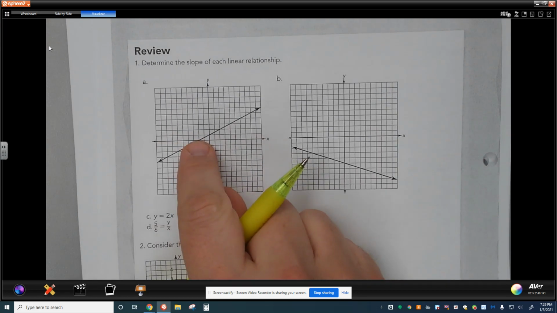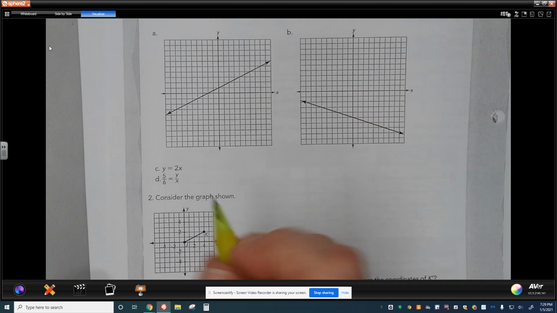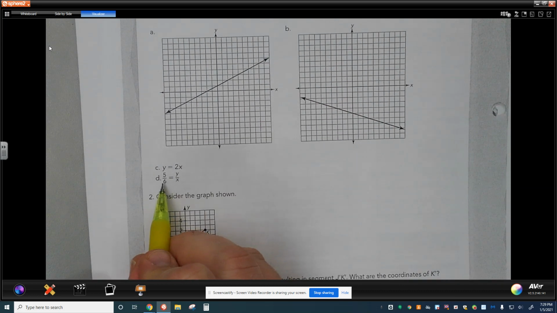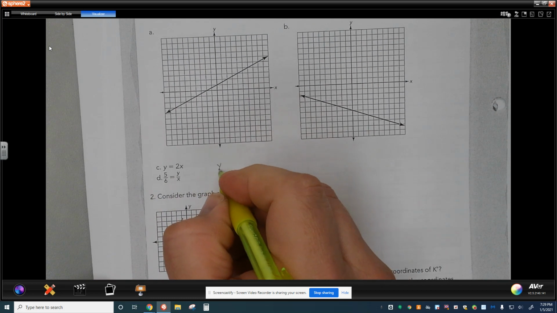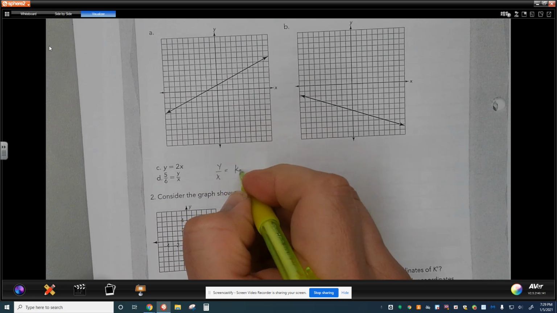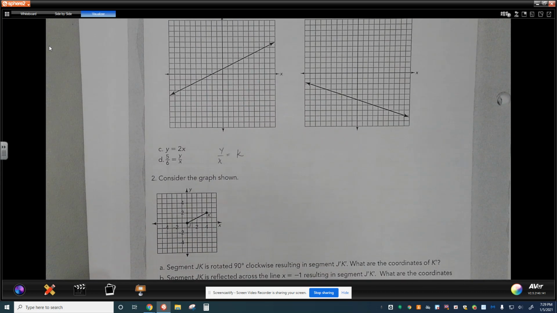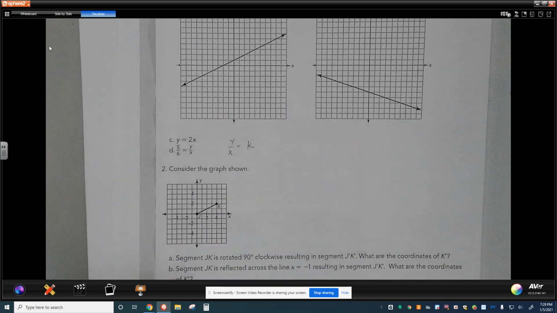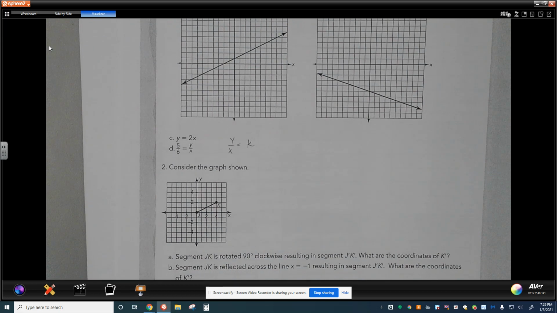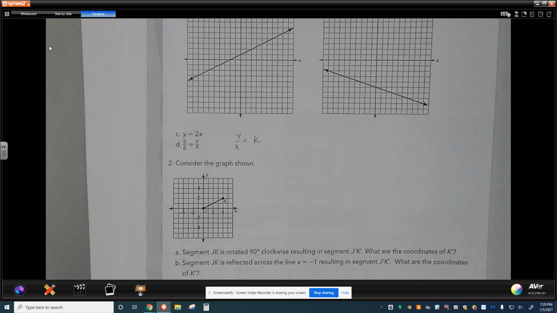On the next page, a little bit more for you is just some review from previous lessons. Tell me the slope of A, tell me the slope of B, tell me the slope of the equation y equals 2x, tell me the slope of 5, 6 is equal to yx. Remember that y divided by x is the same thing as k, and k is our constant of proportionality. Hint, hint, nudge, nudge. Number 2, consider the graph shown and tell me what happens under a rotation, and then tell me what happens under a reflection. I'm going to probably make letter B an extra credit one, but we'll see what happens.